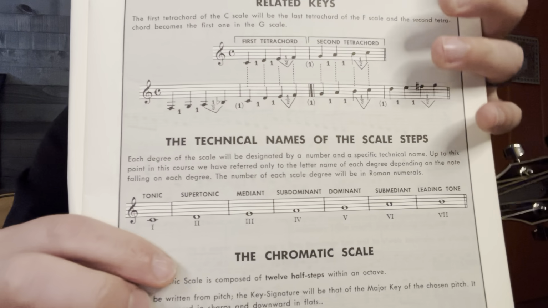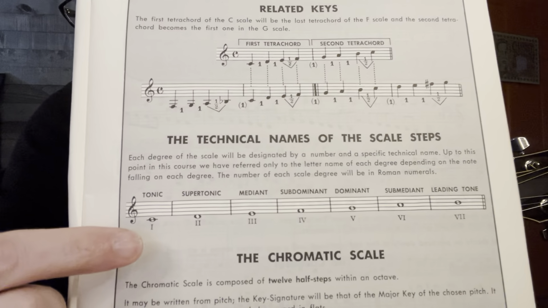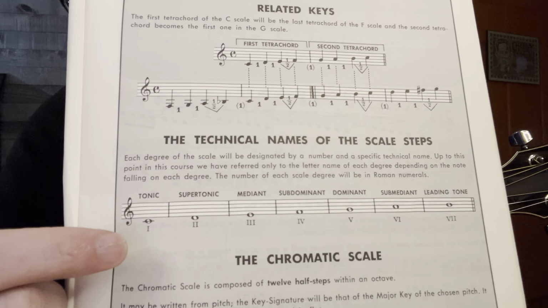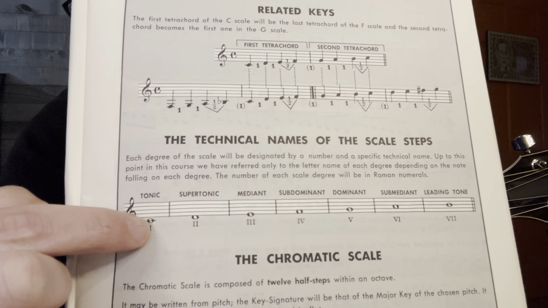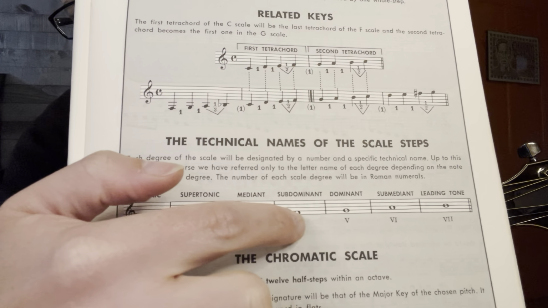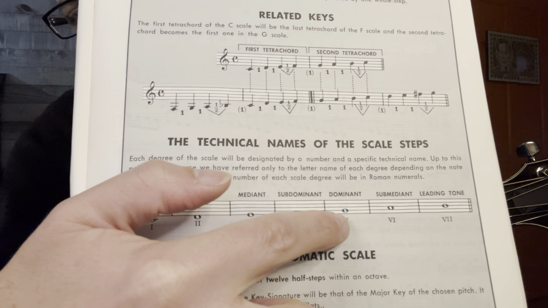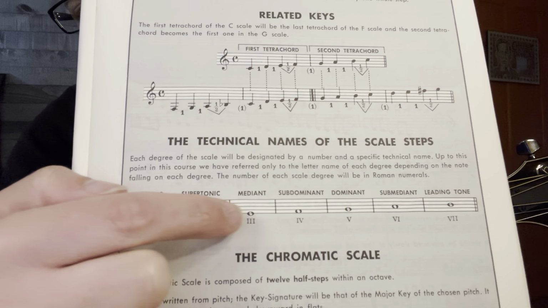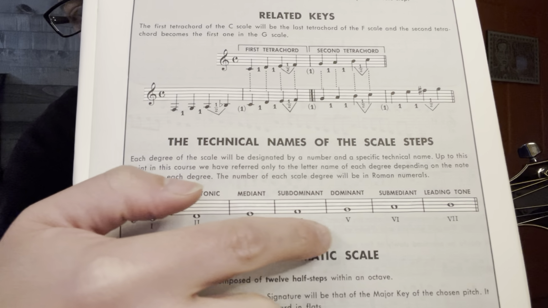Now I'd like to play for you the third item on page 13, the technical names of the scale steps. This is super important, okay? Mel Bay has always been teaching us the three primary chords in a key. In the key of C, he taught us C, F, and G. In the key of F, he taught us F, B flat, and C7.